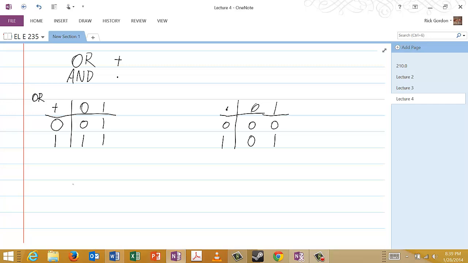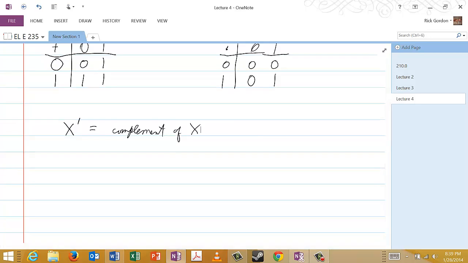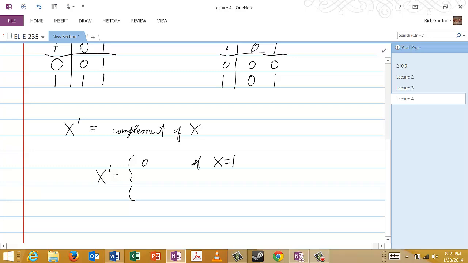Another bit of terminology that we need is the word complement. When we have a Boolean variable x and then we put a prime after it, it denotes the complement of x. And the way that is defined is this. The complement of x is equal to 0 if x itself is equal to 1. And it's equal to 1 if x itself is equal to 0. So the complement is just the other. If x is 0, the complement is 1. If x is 1, the complement is 0.